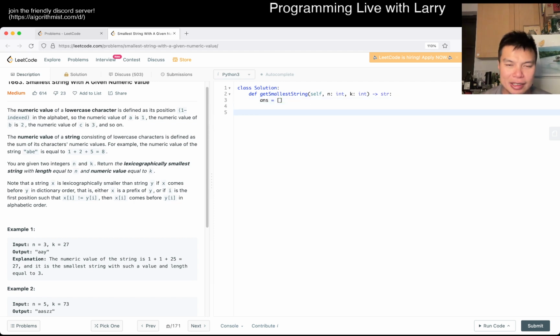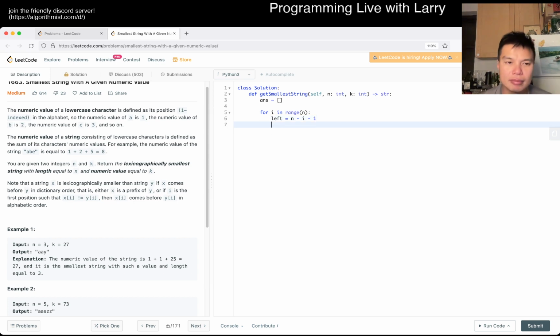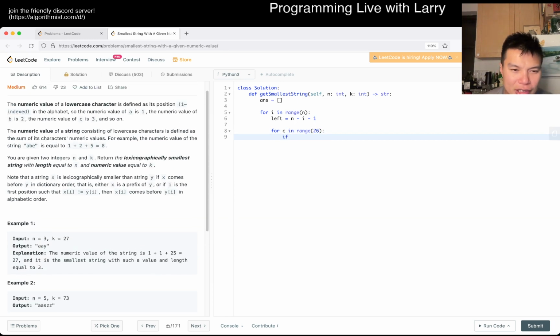You go to this, and then you have for i in range of n. So the number of characters that are left is n minus i minus 1, right? So that's the number of characters left. So now we try for character in range of 26. Wait, is A 1 or 0? Okay, so A is 1.